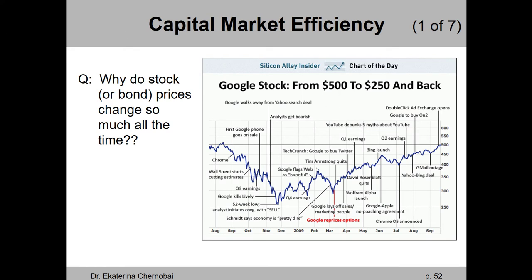On this figure, I have Google stock for the years 2008 and 2009, about a 12-month period. And it shows that the price is going up and down, up and down, up and down, right? Some big fluctuations and small ones along the way. And there are a lot of things which are highlighted, especially for the times when there were big drops or big jumps.